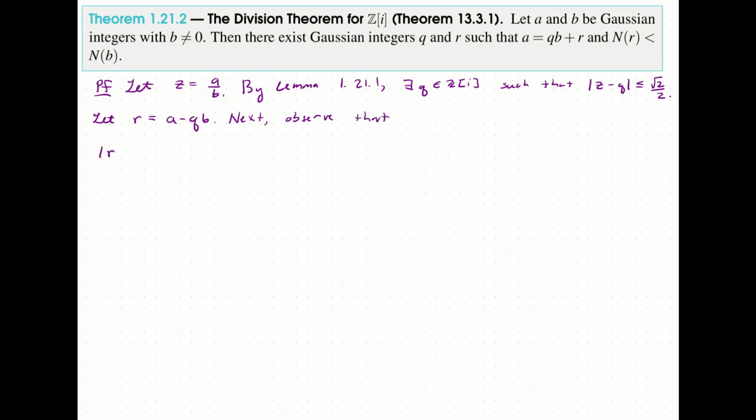So we're taking the modulus of r, and if we can show that the modulus of r is strictly less than the modulus of b, that will in turn imply that the norm of r is less than the norm of b. And so we have the modulus of r is equal to the modulus of a minus qb. Now we're going to go ahead and do the following. This is the same as a times b over b, so we're just multiplying by 1 cleverly, minus qb.